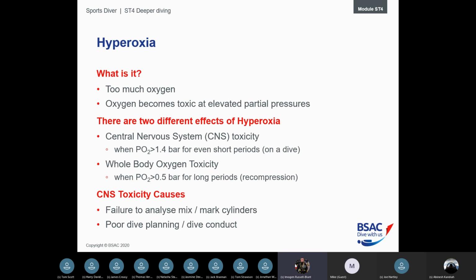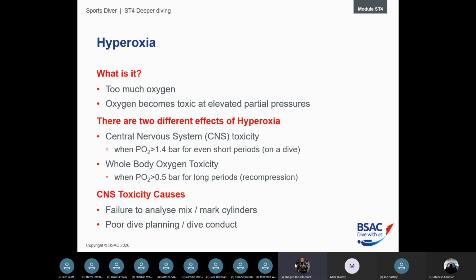Hyperoxia. So I've just mentioned if you go above 1.6, you're going to become hyperoxic. So it's basically too much oxygen. Hyper, too much, and then oxygen. If you're using nitrox, so it's above 21% oxygen, so you've got 32%, 36%, the partial pressure of oxygen increases more with depth. And at high partial pressures, it becomes toxic. So it's really important that we stay below that 1.4 level.